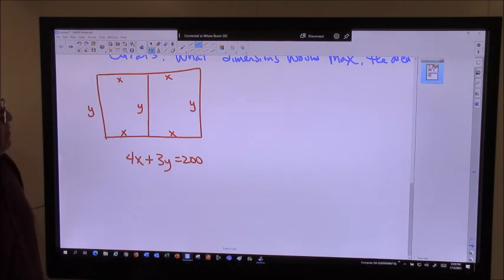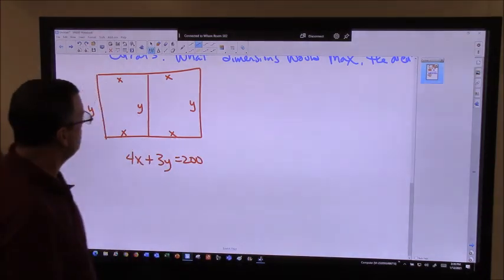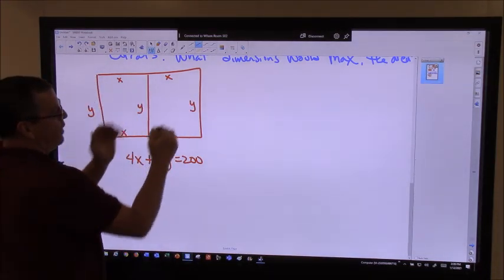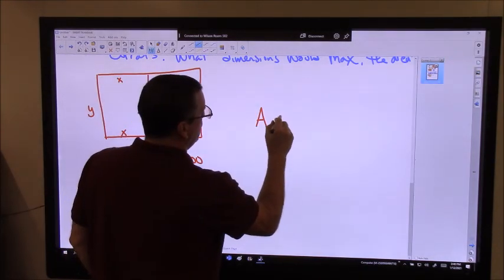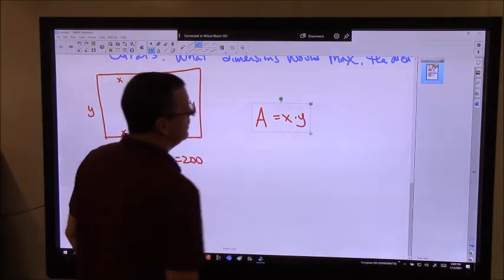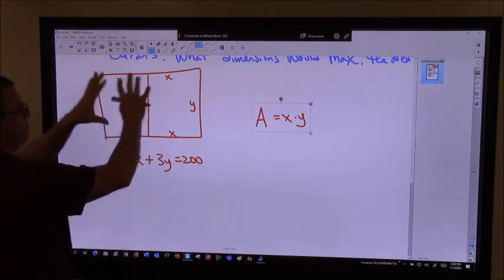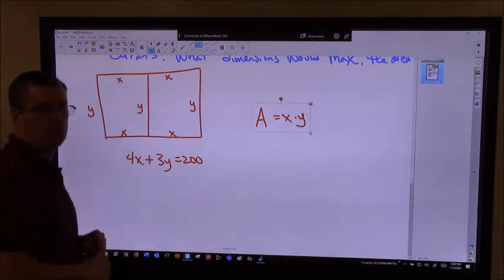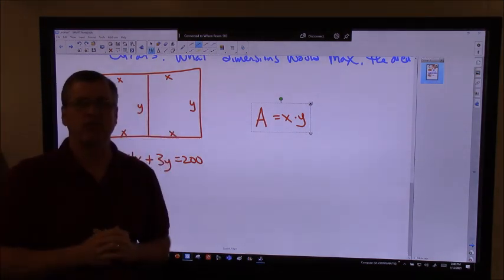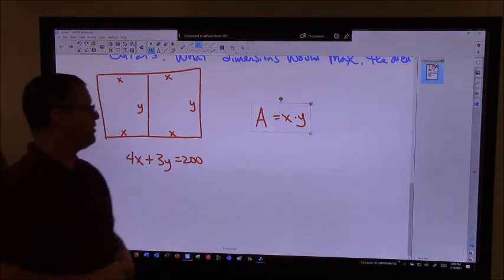All right, so what I want to maximize is the area, and I'll just take the area of one corral. So area equals x times y. Now, if somebody said, well, what about the area of the whole thing? I'm going to go 2x times y. It ends up giving you the same answer. So it really doesn't matter which way you think about that.